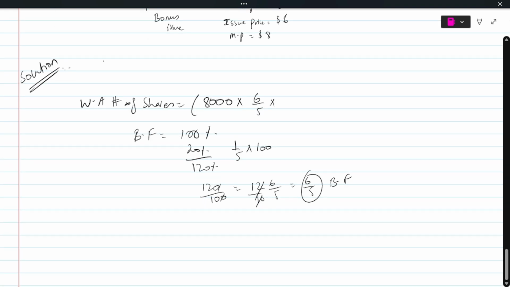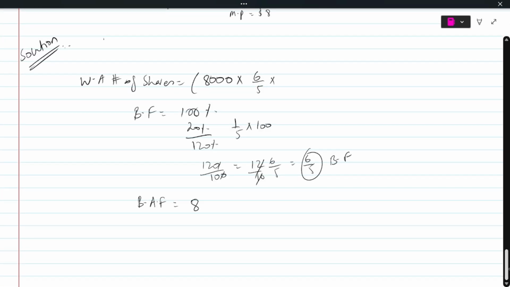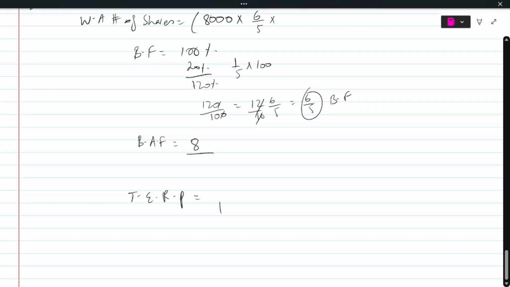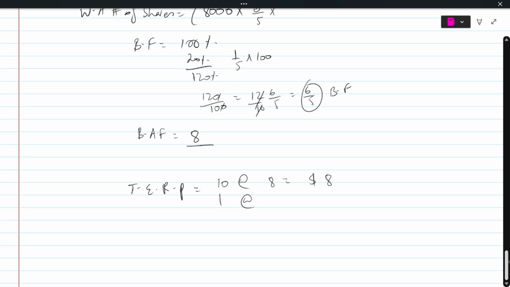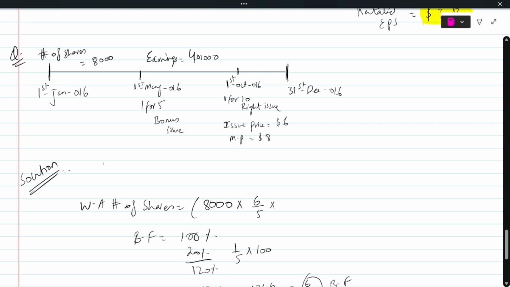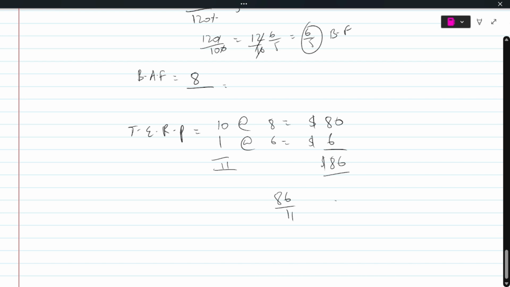So I have already taken the bonus factor. Now I have to calculate the bonus adjustment factor, and for that I need the market price before the right issue, which is $8 given to me in the question, and I divide it by TERP, theoretical ex-rights price, which I will have to calculate like always. I know that there's a 1 for 10 right issue, so 10 and then 1, right? 10 I would have bought at market price of $8, so that's 80. And 1 I would have gotten for issue price of $6, which is less than the market price. So that's $86, and this is 11 shares. So 86 over 11 is 7.8. So this is my TERP, theoretical ex-rights price. And now I'm going to divide 8 by this 7.8 to get my bonus adjustment factor, right? So this is my bonus adjustment factor.